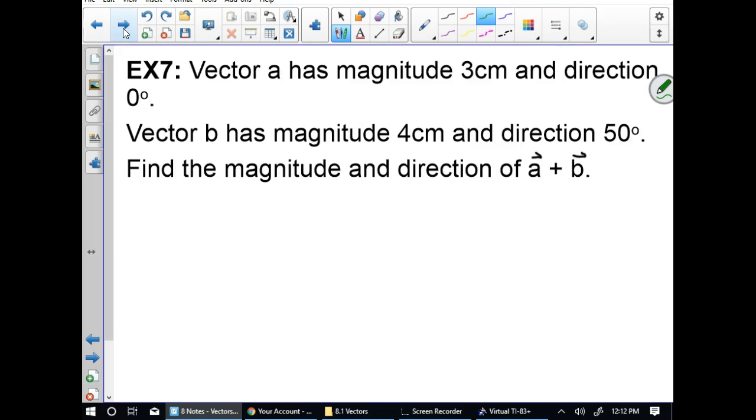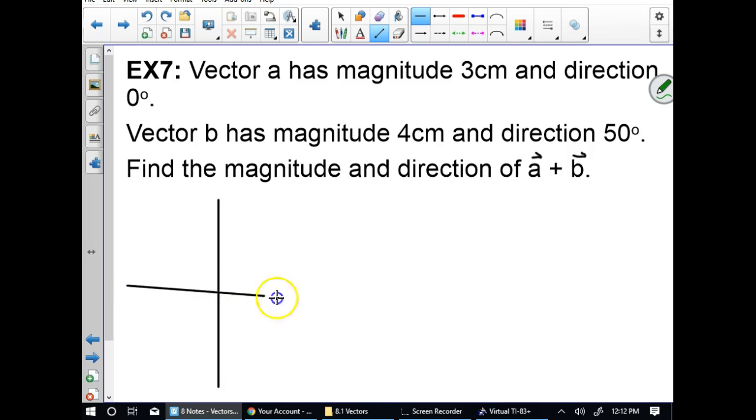Okay, so let's see. Okay, yes, we definitely need to do this one. Number 7. Here's where we get into some different stuff. Vector A, these are just regular vectors. We have no application here. Vector A has a magnitude of 3 and a direction of 0 degrees.